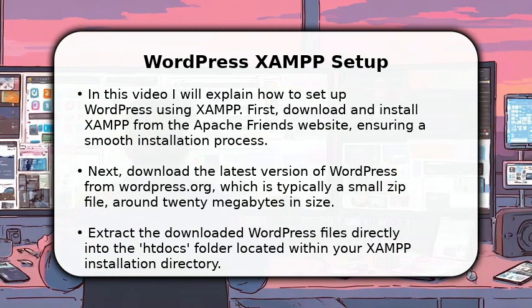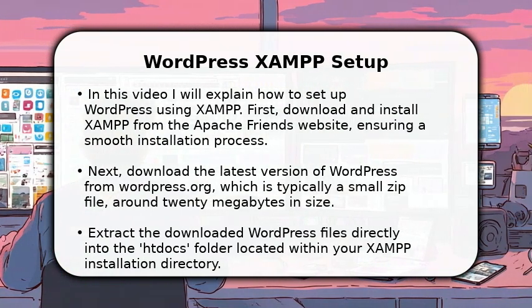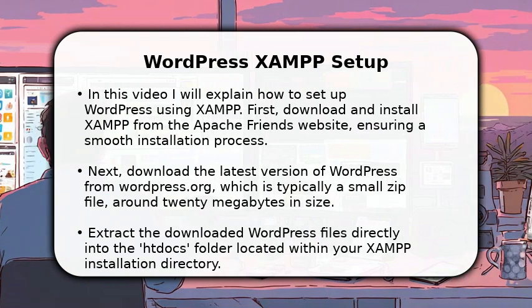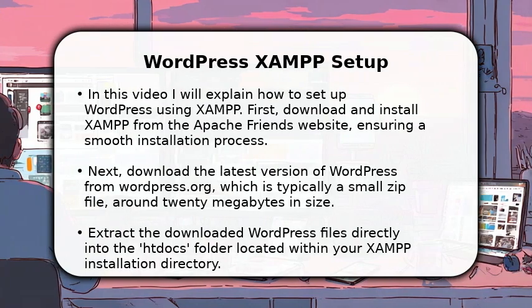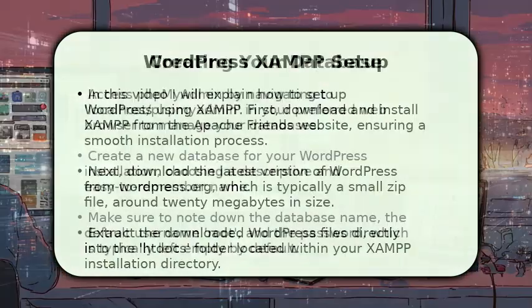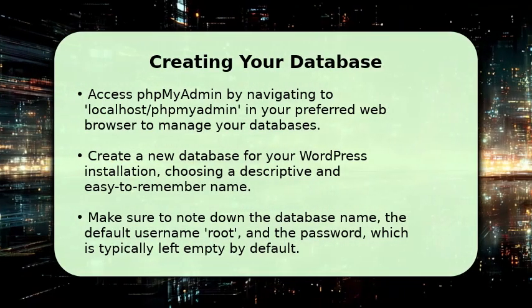The final step for setup is to open the XAMPP control panel and start both the Apache and MySQL services. This prepares your local server for the WordPress installation. Now let's create the database for your WordPress site.